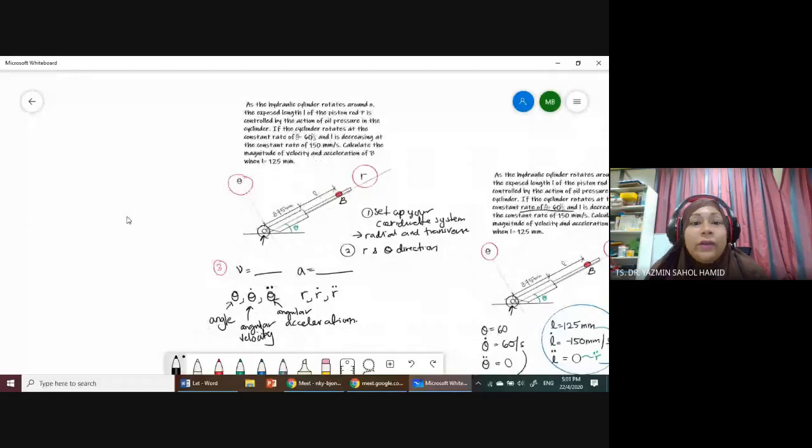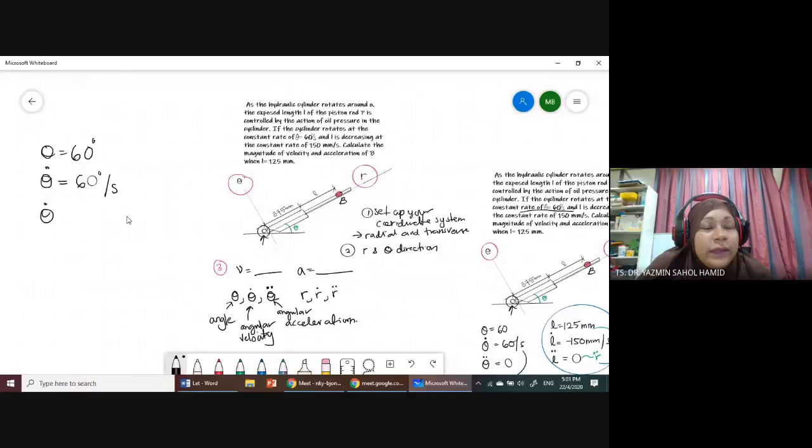Basically we have theta, and we have the constant rate. You mentioned here the constant rate is 60 degrees per second. What does constant rate mean? It is the speed, the velocity. So the constant rate is theta dot, which is 60 degrees per second. And theta is 60 degrees. So what is theta double dot? Can anyone tell me?